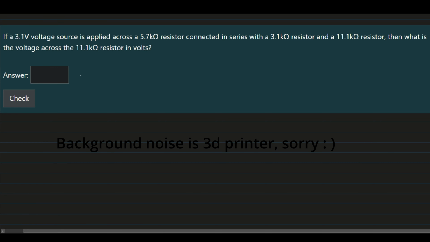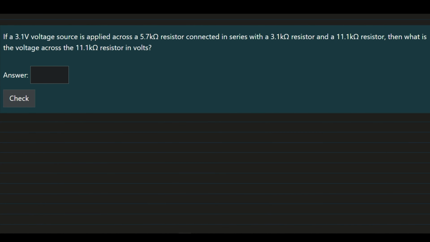In this problem, we have a 3.1 volt voltage source, and it's applied across 3 resistors that are in series. We're then asked what is the voltage across the 11.1 kilo ohm resistor in volts. So we can make a diagram of this.